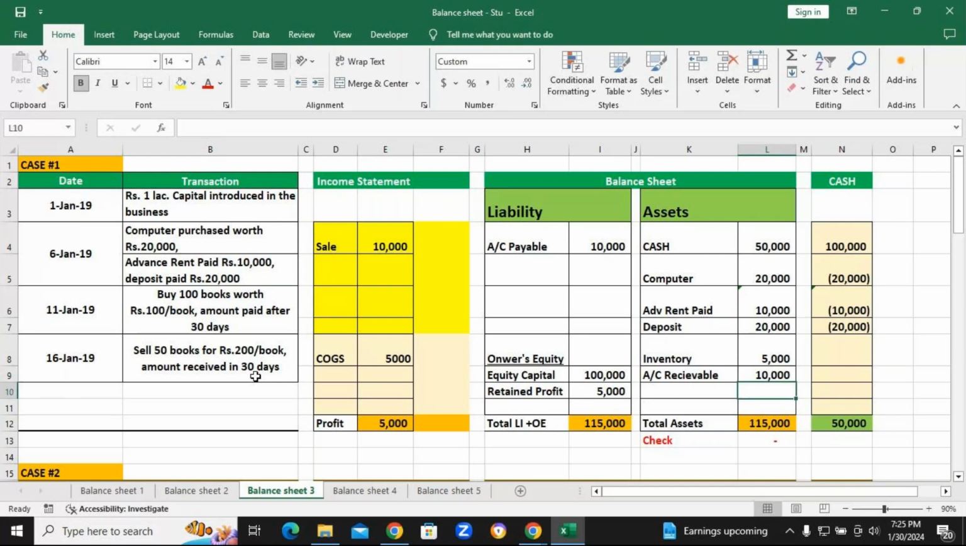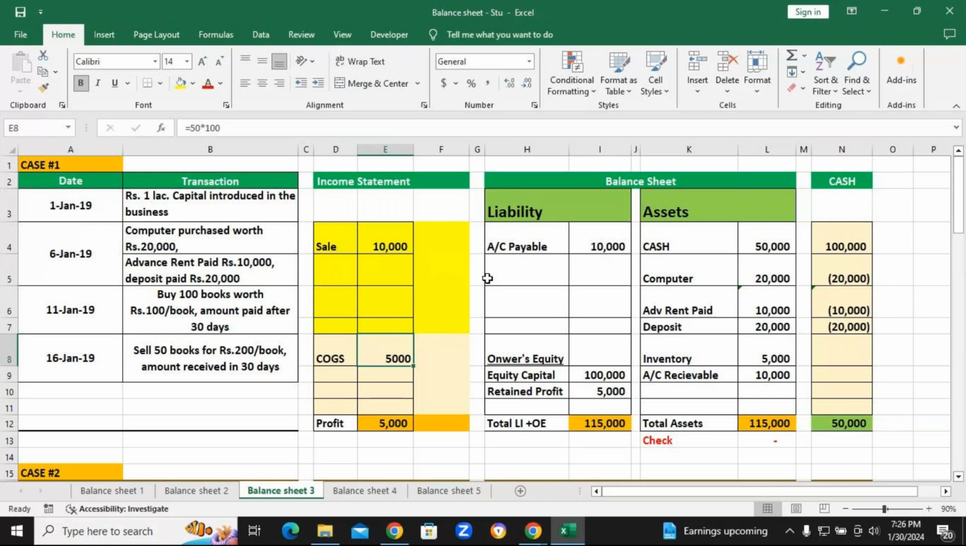Yes, ma'am. Ma'am, how did you get 5,000 retained profit? So sales, how did I do? It is 50 into 200. Okay, 50 books I have sold at the rate of 200. And the cost that is incurred to buy those 50 books.